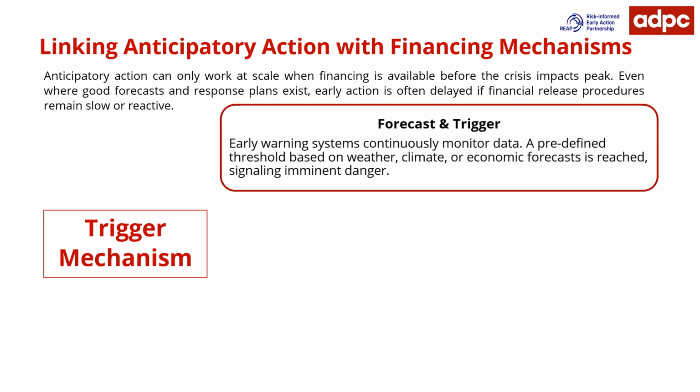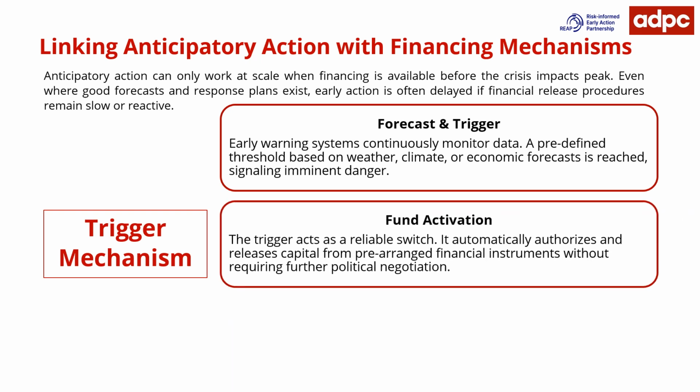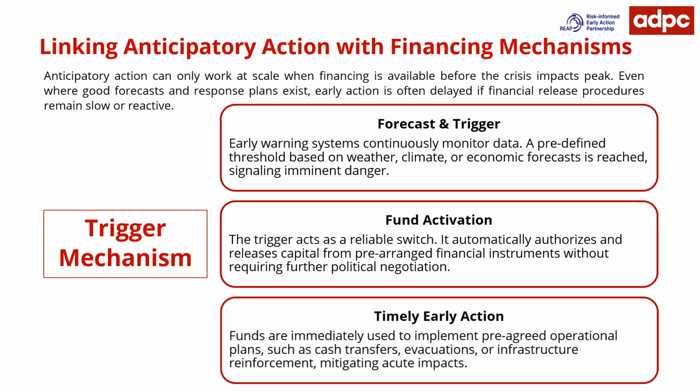First, forecast and trigger. Early warning systems continuously monitor data. A predefined threshold based on weather, climate, or economic forecasts is reached, signaling imminent danger. Second, fund activation. The trigger acts as a reliable switch. It automatically authorizes and releases capital from prearranged financial mechanisms, without requiring further political negotiation. And third, timely early action. Funds are immediately used to implement pre-agreed operational plans, such as cash transfers, evacuations, or infrastructure reinforcement, mitigating acute impacts.